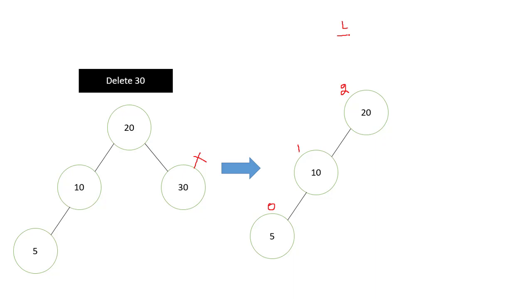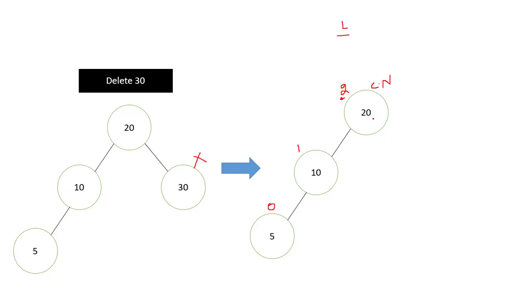Now in the L rotation, again we have three different cases: L1, L-1 and L0 rotation. How can you identify which kind of rotation we have to apply? For identifying this, first we have to take the node 20 as a critical node. Why am I taking 20 here? The balance factor is 2. This is not acceptable. At 20 I am getting the imbalance. That's why I am taking 20 as a critical node.